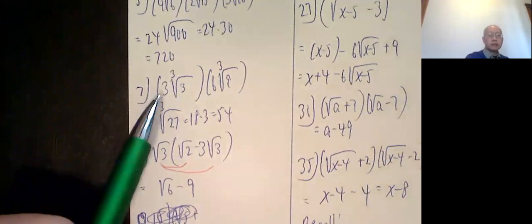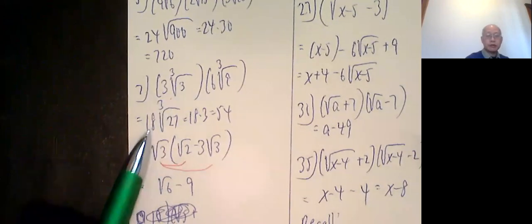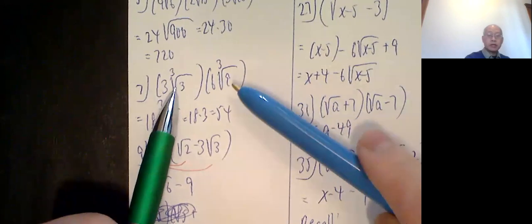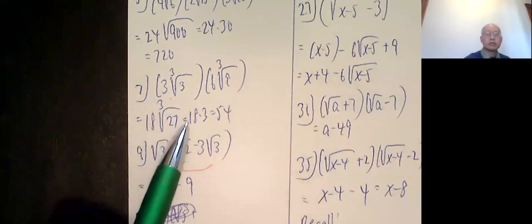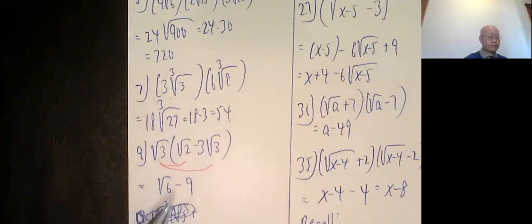Okay, 7, same concept. Multiply the 3 times the 6 because they're both outside, 18. Multiply these two because they're both inside, cube root of 27. But the cube root of 27 is 3, so 18 times 3, 54.